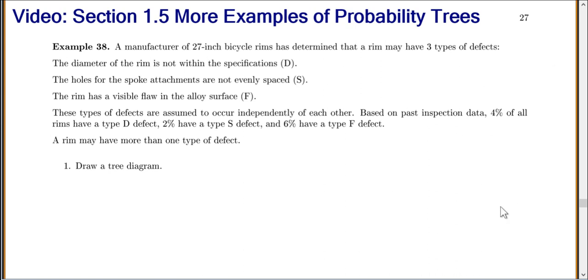Let's do 2 more examples about probability trees. Let's say a manufacturer of 27-inch bicycle rims has determined that a rim may have 3 types of defects. The diameter of the rim is not within the specifications, which we'll call D. The holes for the spoke attachments are not evenly spaced, S. And the rim has a visible flaw in the alloy surface, F. So when we have D, S, or F, those are our actual defects. And these types of defects are assumed to occur independently of each other, so they don't affect each other.